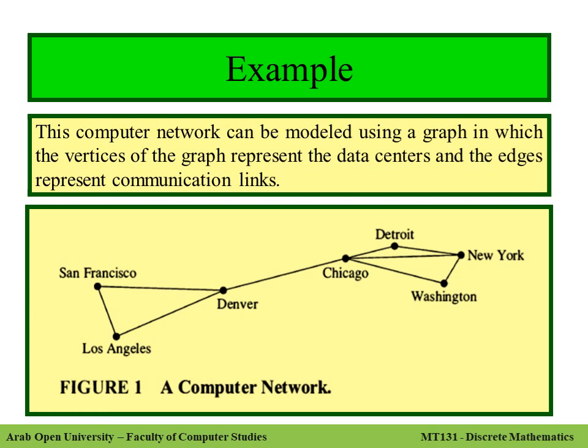The next few graphs are from the textbook. They are graphs that represent computer networks. A computer network can be modeled using a graph where the vertices of the graph represent data centers. The edges represent communication links. In this computer network, the data centers are cities, named after the cities. For example, San Francisco, Los Angeles, Denver. Anytime there is a communication link between two centers, we draw an edge. Here is an example of a computer network.